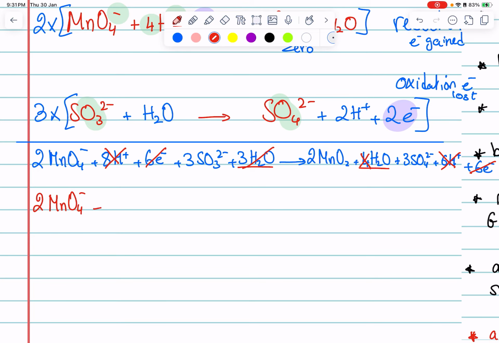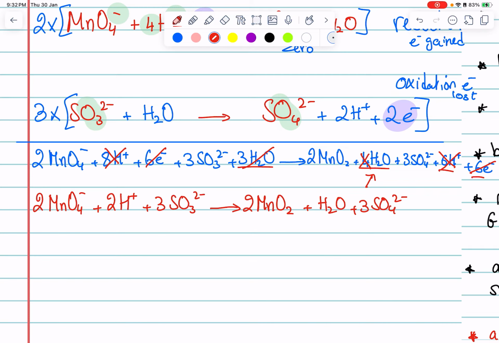2MnO4 minus, and as I said, 2H plus remains, and 3SO3 2 minus. Now the H2O cancels out and 1 remains on this side. 2MnO2 and 1 H2O and 3SO4 2 minus. The 6H plus and the 6 electrons are cancelled out.